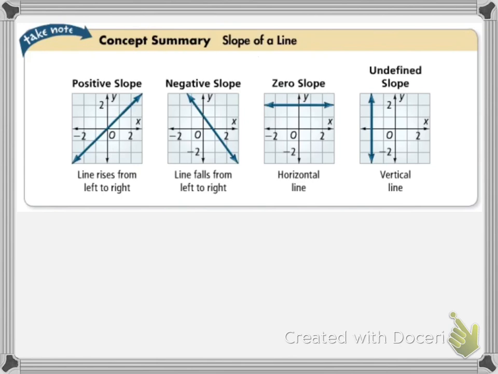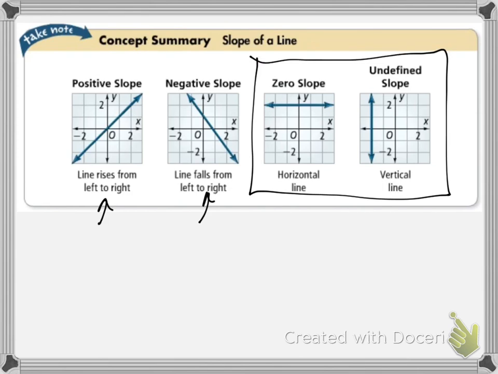Now when you're looking at this stuff, the graphs of them give away what the slope is. If it rises left to right, it's positive. If it falls, it's negative. This area is where everybody messes up. If it's a horizontal line, the slope is 0. If it's a vertical line, the slope is undefined.